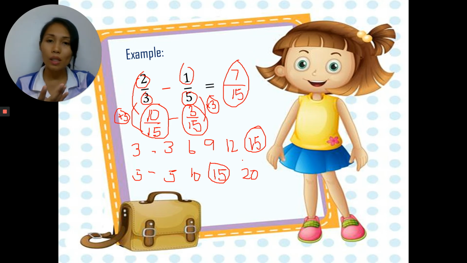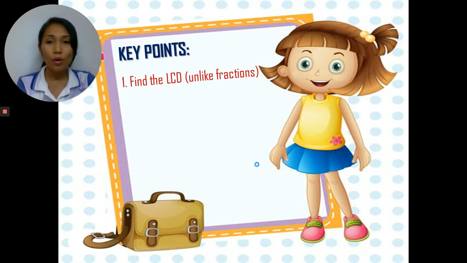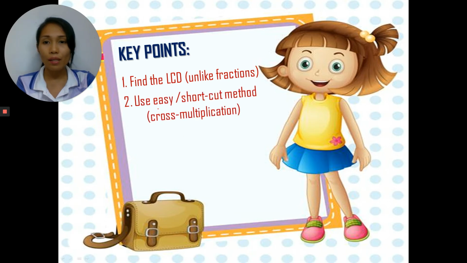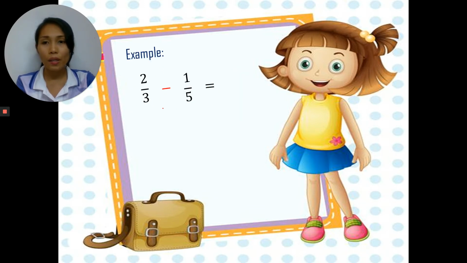But I don't usually recommend this because it's a bit of a waste of time, since it takes more time in finding the LCD and in making new fractions. So I prefer the second point, the easy way, which is cross multiplication, because you don't have to find the LCD like here. We just do cross multiplication. This is just a review, so you will be refreshed.